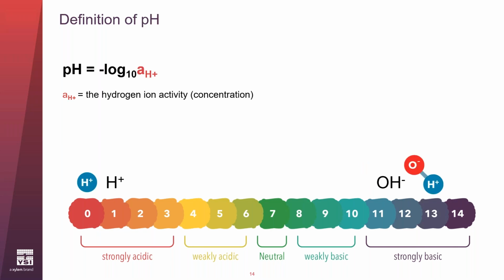Let's define pH further. pH is equal to the negative log base 10 of the hydrogen ion activity. That logarithmic value in this definition gives us some important information, the most important being that for every 10-fold difference in hydrogen ion concentration, we increment a single pH point. We often call that 10-fold difference a decade.